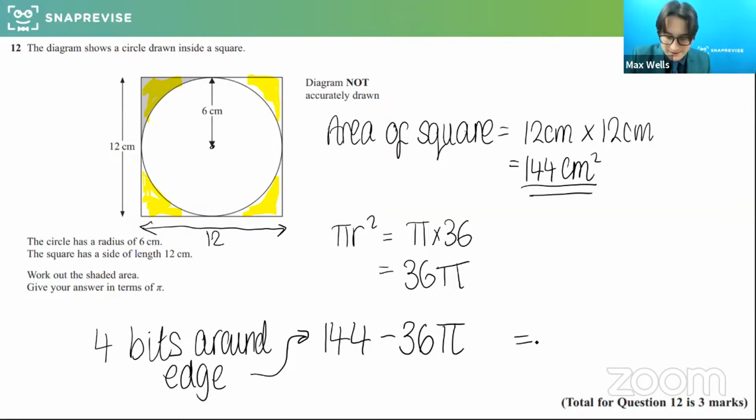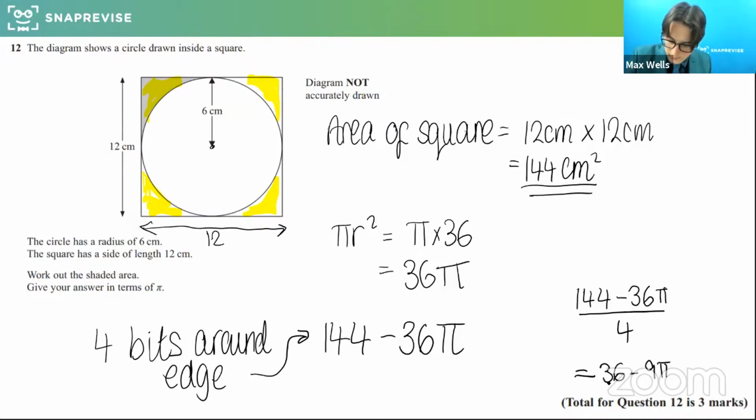So if I divide that by 4, has anyone got an answer here? Now it does say in terms of pi. So what I'm going to do is say 144 minus 36 pi, divided by 4. And that will actually equal 144 divided by 4 is 36. 36 pi divided by 4 is 9 pi. That is your answer, centimeters squared in terms of pi, which feels a bit weird, but that's it.